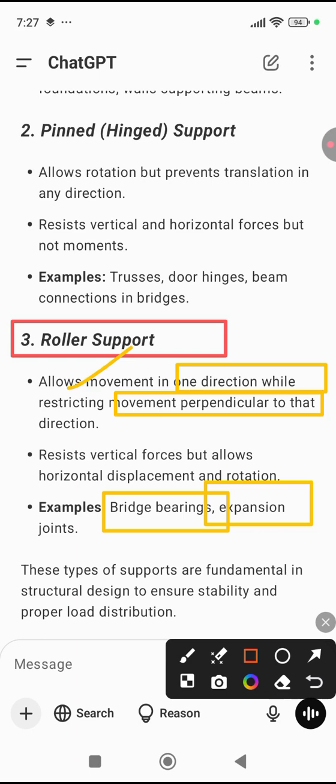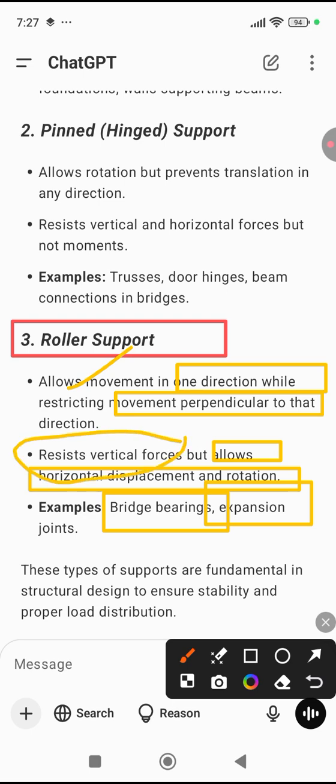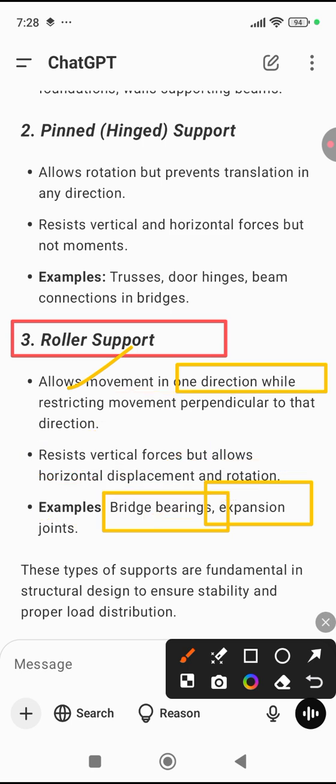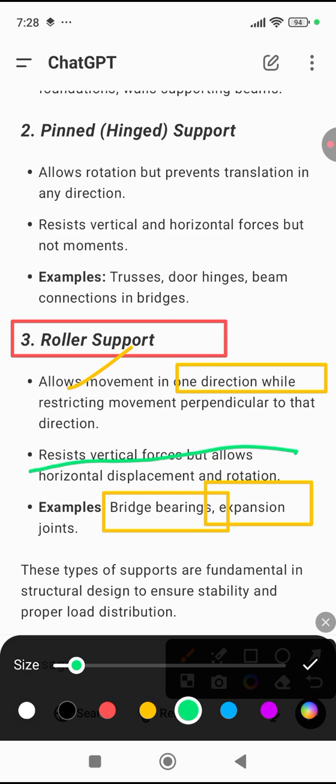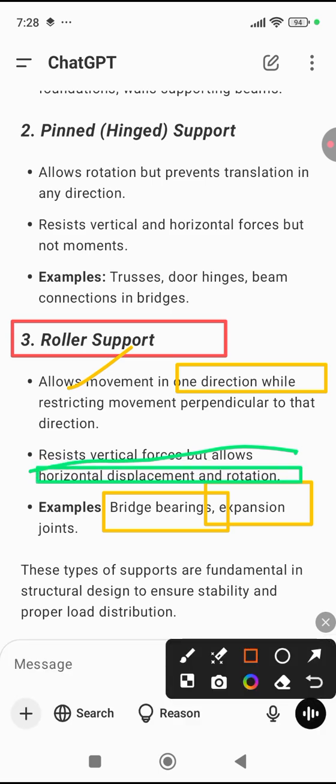Now let's talk about the horizontal and vertical displacement and forces. In roller support it restricts vertical forces, but it allows horizontal displacement and rotation. So this is the major feature. You can see here it resists vertical force, but it allows horizontal displacement and rotation. So horizontal displacement and rotation are allowed, and vertical force is resisted. These two are the major features of this roller support.